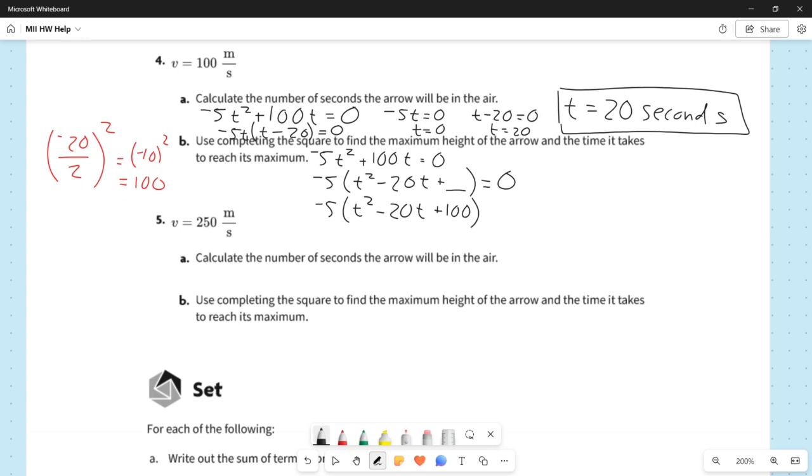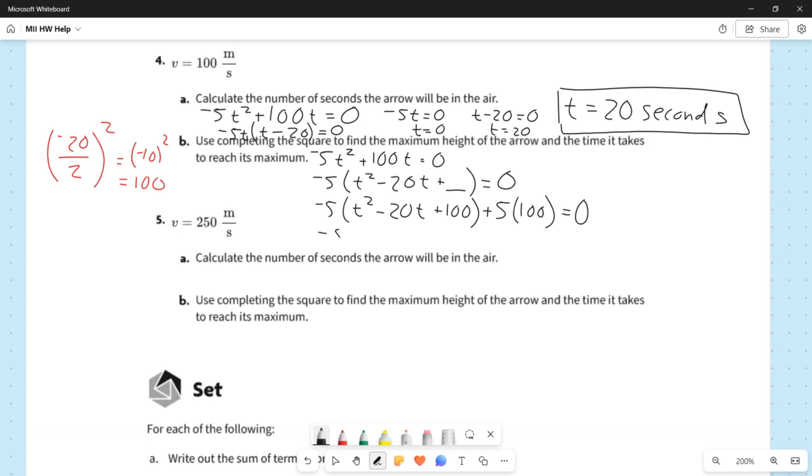Now, notice that because it's inside the parentheses, I'm going to end up multiplying that by negative 5. So what I'm really doing here is subtracting 5 times 100. But if I subtract 5 times 100, in order to maintain balance, I have to simultaneously add 5 times 100. Because you can't just randomly add or subtract on one side without doing anything on the other side. So this still equals 0.